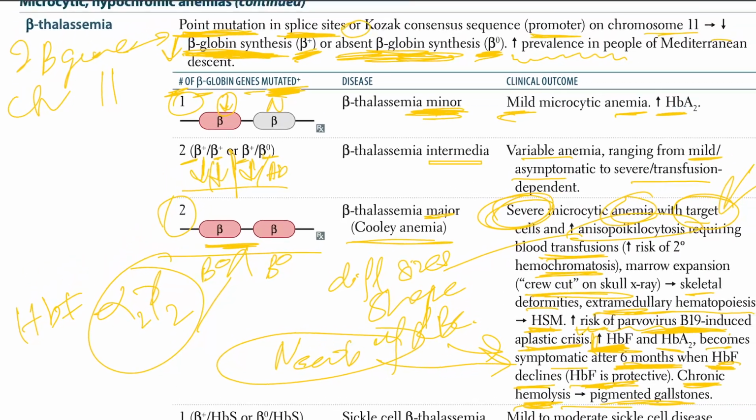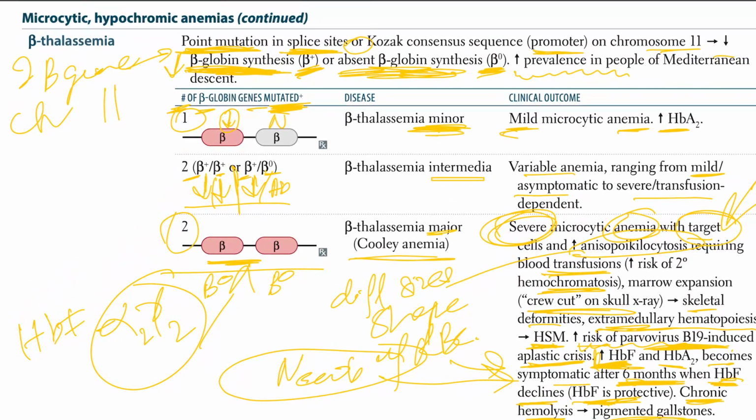Now let's talk about sickle cell beta thalassemia. Here you have a decrease in beta production, and the other one is the sickle cell HbS, or you have no production of beta chains, and then you have sickle cell disease with that. It is mild to moderate sickle cell disease, depending on whether there is a decrease or an absence of beta globin synthesis.